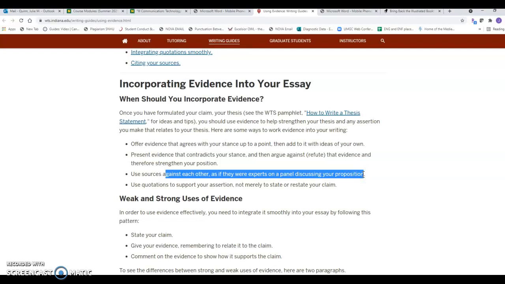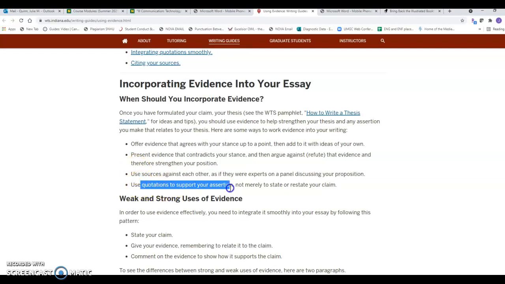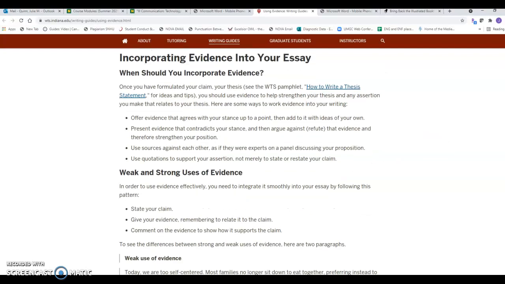Obviously, we use quotations to support the assertion, not just to restate the claim. So you make an argument and then you have a quote from somebody that says the exact same thing. That doesn't actually propel your argument forward at all.